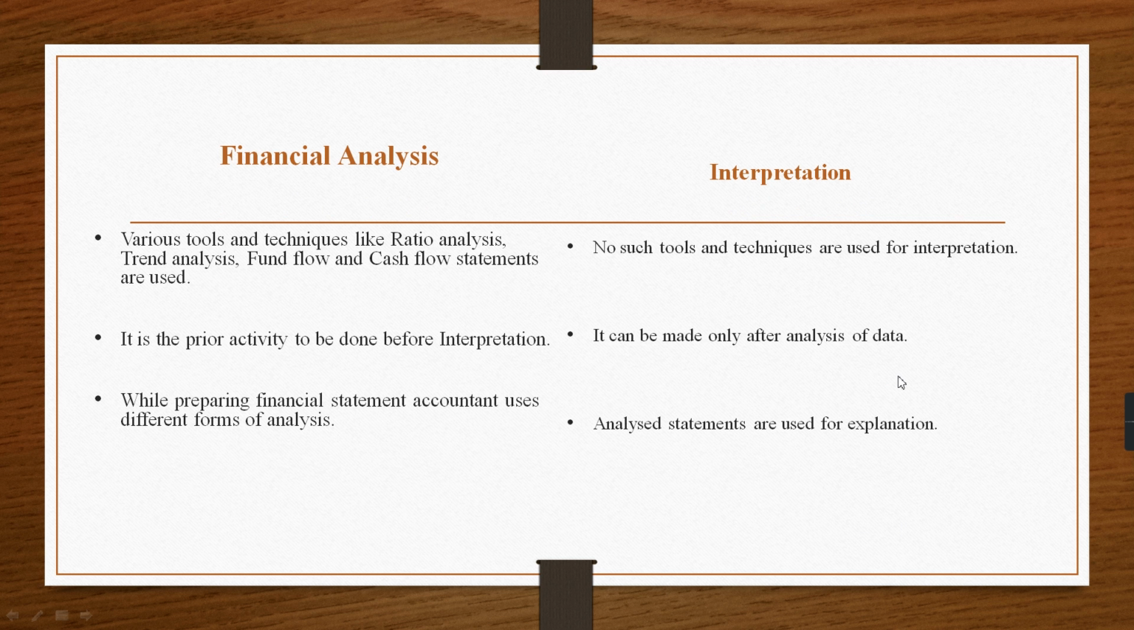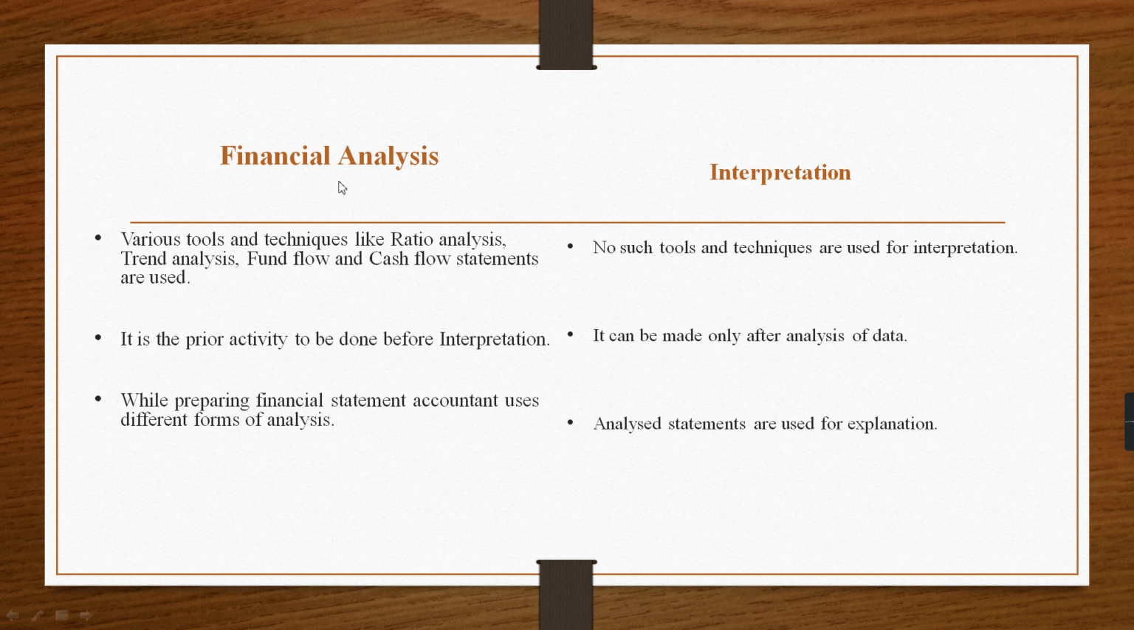Coming to the fifth difference, various tools and techniques like ratio analysis, trend analysis, fund flow, and cash flow statements are used in case of financial analysis. But in case of interpretation, there are no such tools and techniques used. Coming to the sixth difference, it is the prior activity to be done before interpretation. So before the financial interpretation, we perform financial analysis. Interpretation can be made only after analysis of data.